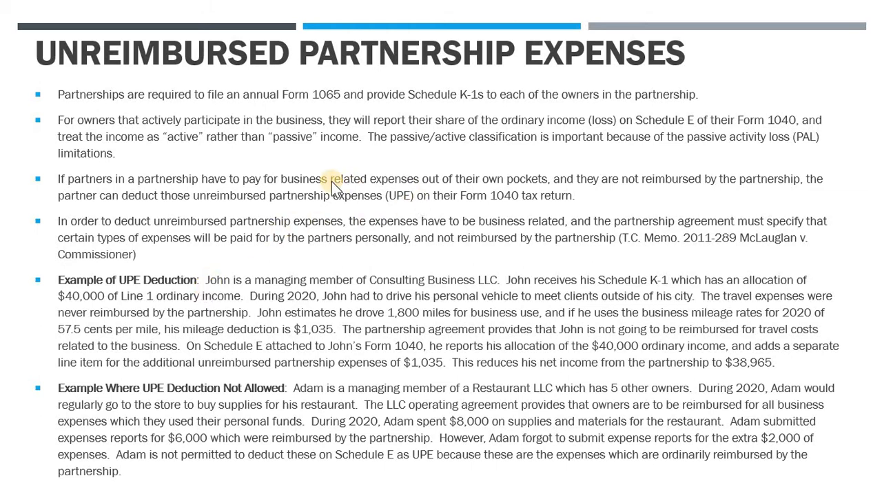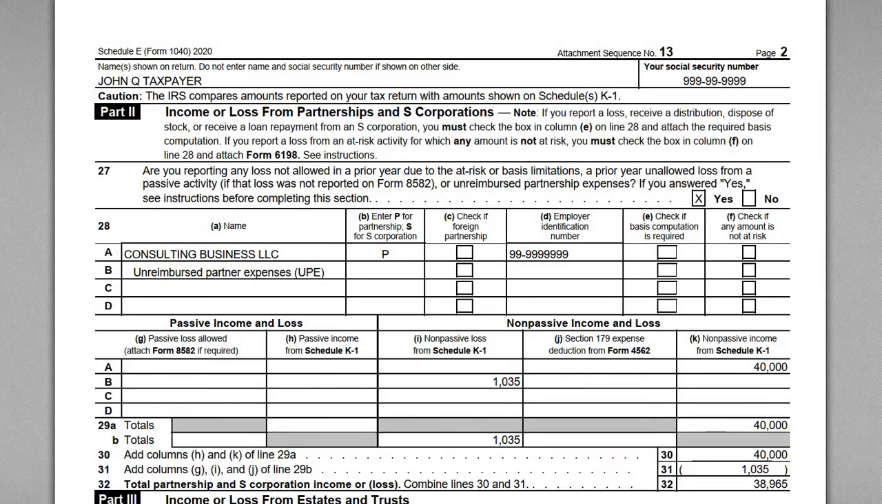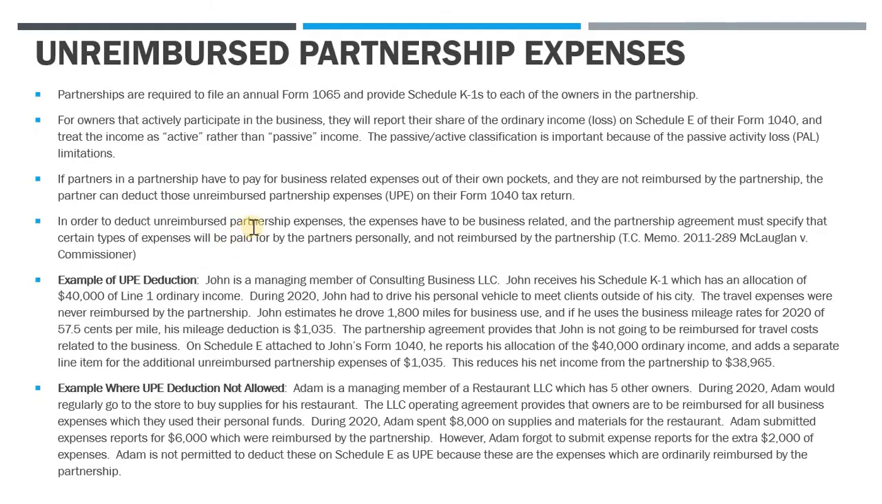So I've got one slide in front of us here with the rules and some examples, and then I've got a sample Schedule E that we'll look at for John Q. taxpayer when he deducts his unreimbursed expenses.